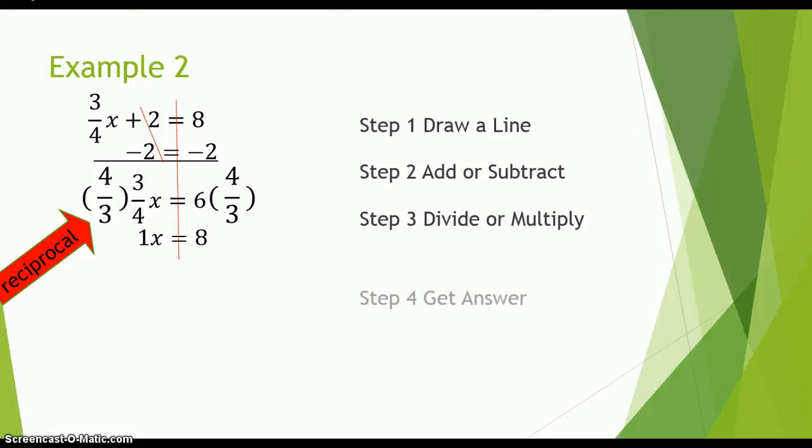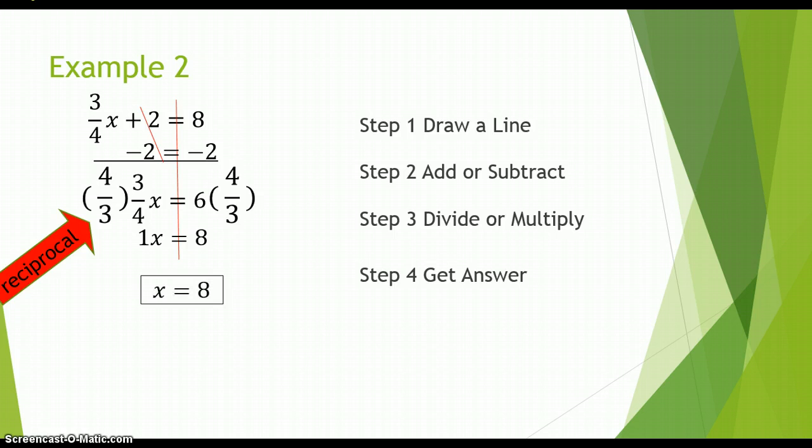Step number 4 is to get our answer. 1x equals 8 is the exact same thing as just saying x equals 8, because again, a variable written by itself implies that there is an invisible one in front of it.